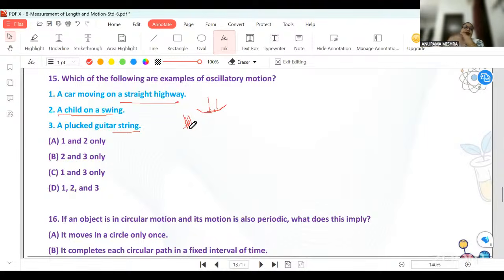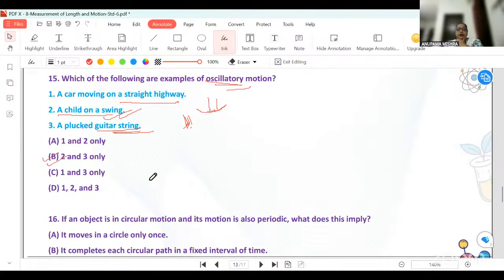Yeah, maximum children had given the correct answer. That is 2 and 3. Congratulations to all of you. So, a child moving on a swing is oscillatory motion, and a plucked guitar string is also oscillatory motion. It goes this side and that side, to and fro. The motion which goes to and fro is called oscillatory motion. So, B is the correct answer.